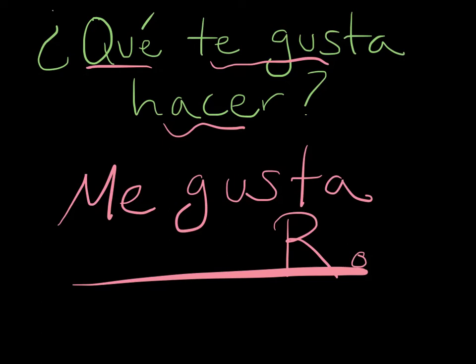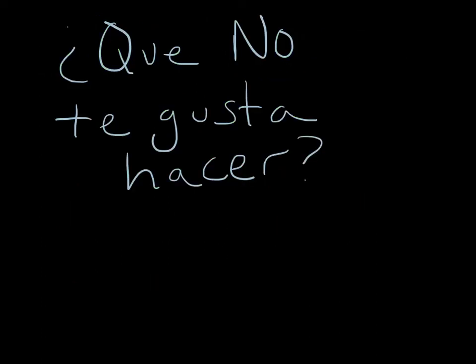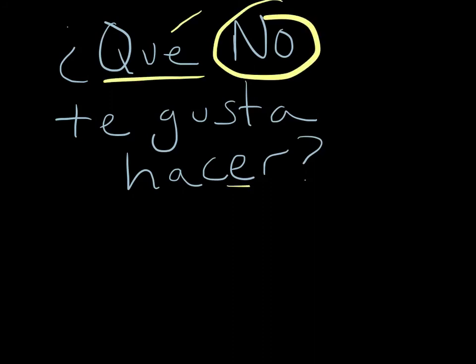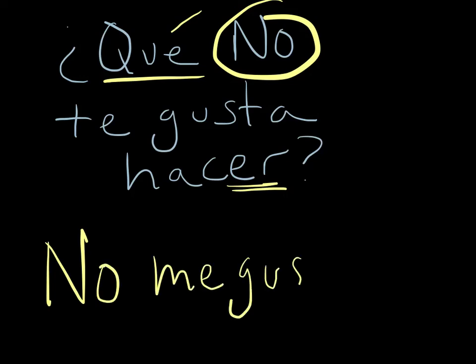Now, if I say ¿qué no te gusta hacer?, that should have an accent. What don't you like to do? You would say no me gusta, and you would keep any verb with an R. No me gusta bailar, I don't like to dance. No me gusta esquiar, I don't like to ski. No me gusta tomar notas, I don't like to take notes.